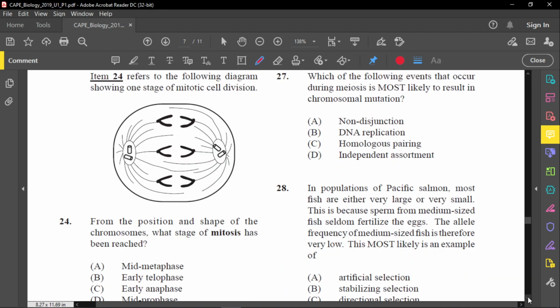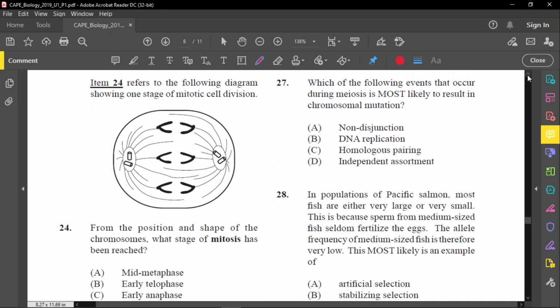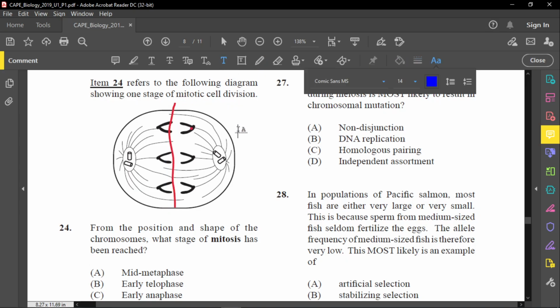All right, 24. Question 24 says it refers to the following diagram showing one stage of mitotic cell division. And here we can say these are our chromosomes. Why do I say chromosomes and not chromatids? Because a centromere is right here, so it's still a chromosome. From the position and shape of the chromosomes, what stage of mitosis has been reached? And again, this is what we call the anaphase. Why anaphase? Because the chromosomes are moving to opposite sides, or opposite poles, of the cell.